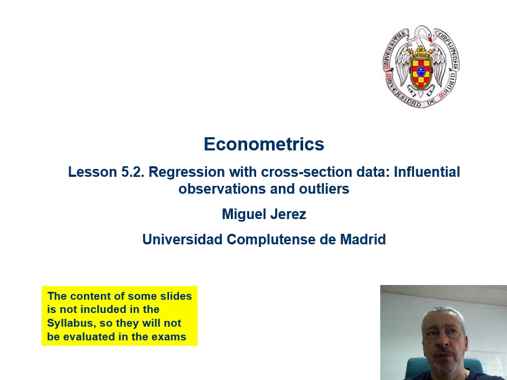So this is lesson 5.2. In this, we will review the effect of influential observations and outliers over the results of the regression model. Note that the content of some slides is not included in the syllabus. I will explain them anyhow because they refer to techniques that are implemented in Gretl, so you will need to understand at least what these techniques are doing to properly interpret the outputs.